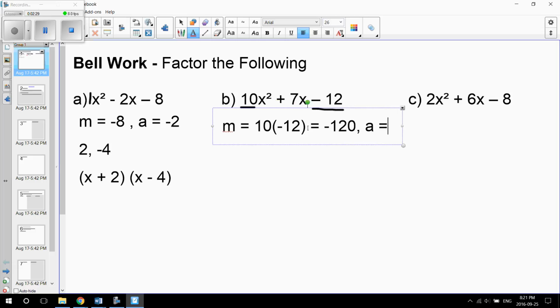And our add number comes from the middle, which is in this case a 7. So we need two numbers that multiply to a negative 120 and add to a 7. Again, because our multiply number is a negative, we know that at least one of our two numbers must be a negative. So if we go through all our different options, you'll find that 15 and 8 are going to work. Because we need it to add up to a positive 7, our smaller number is going to be the one that gets the negative.